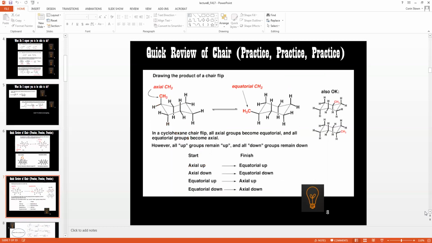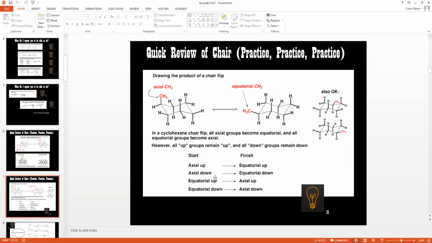The next thing you're going to get really comfortable doing is drawing chair flips. So the product of a chair flip. When we're in a chair flip, all axial groups are going to become equatorial, and all equatorial groups become axial. The most important thing for us to remember is that anything that is up stays up, and anything that is down remains down. So if we started with axial up, then we would finish with equatorial up.